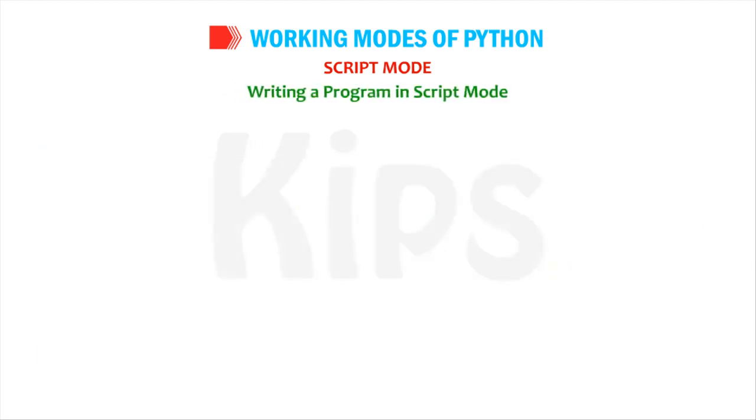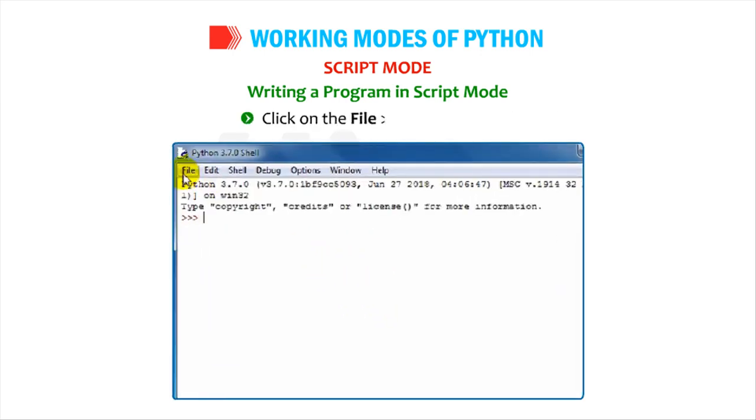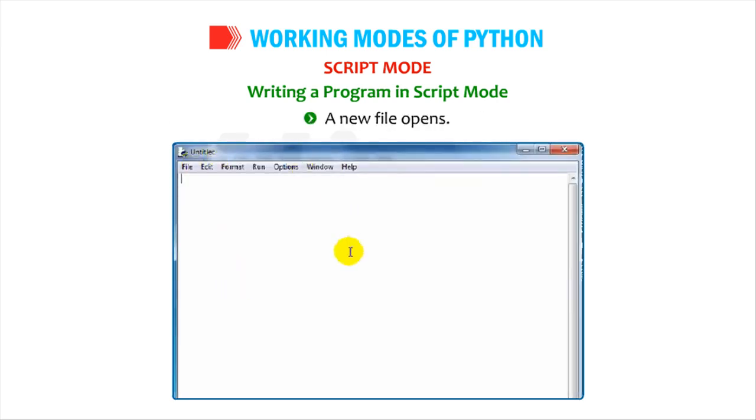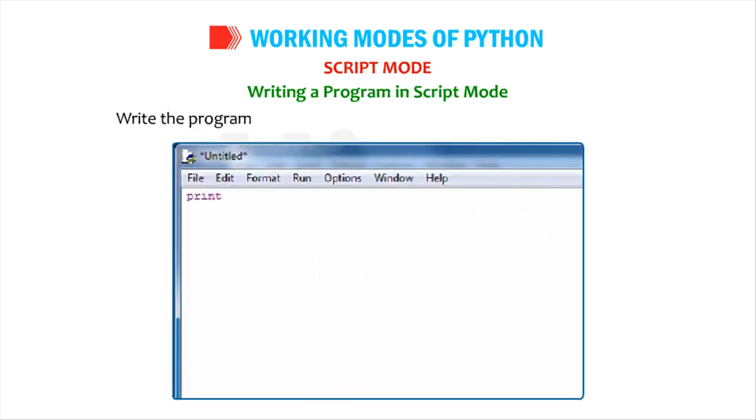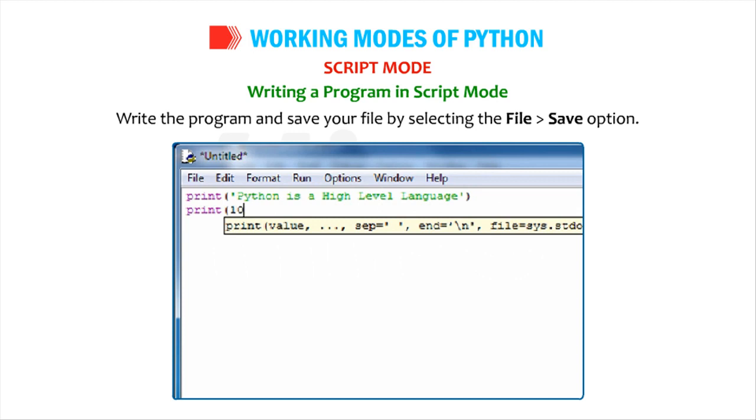Writing a program in script mode. To write a program in script mode, follow the given steps. Click on the File, then go to New File option. A new file opens. Write the program and save your file by selecting the File, then go to Save option.